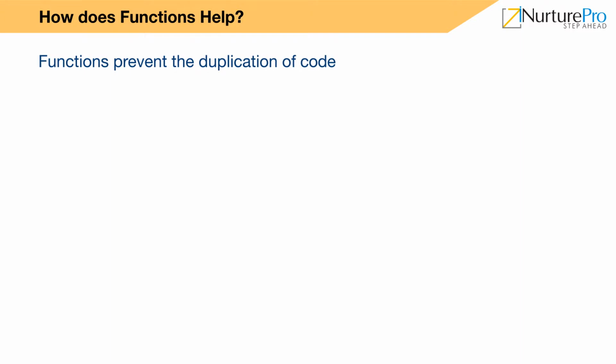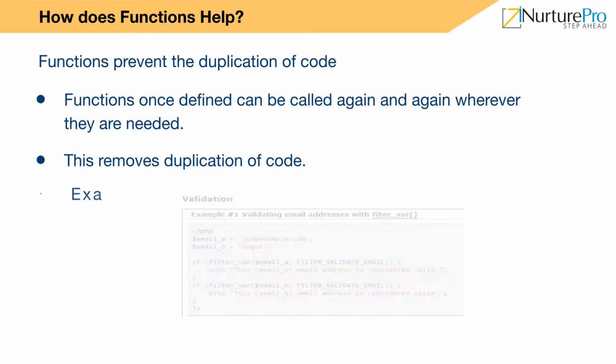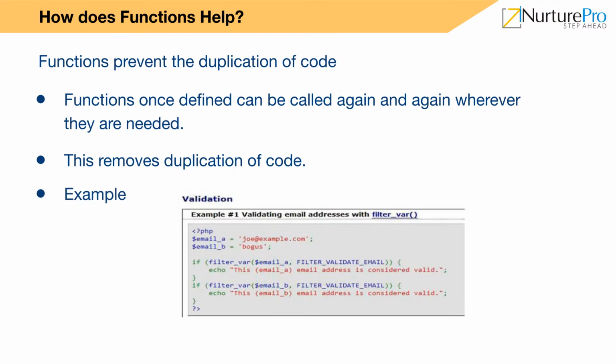Functions prevent the duplication of code. Functions once defined can be called again and again wherever they are needed. This removes duplication of code. For example, the code to validate an email address needs to be written once in a function, and wherever an email address has to be validated, the function can be called without having to write the code again.